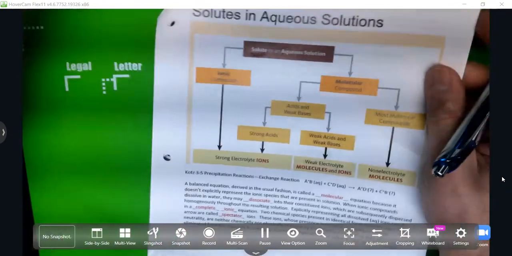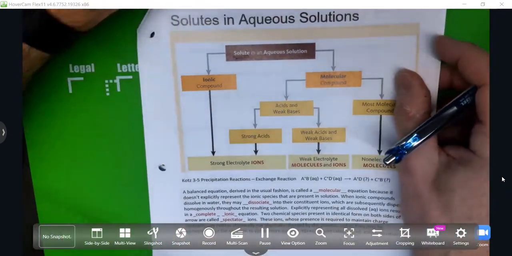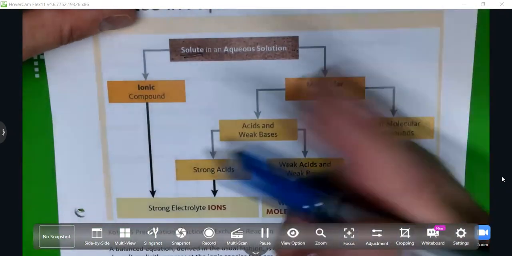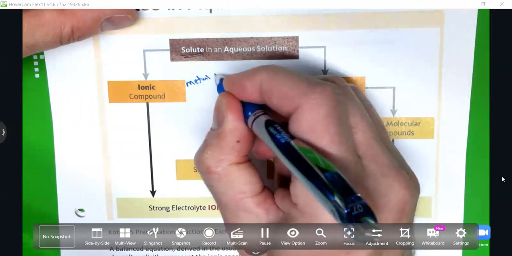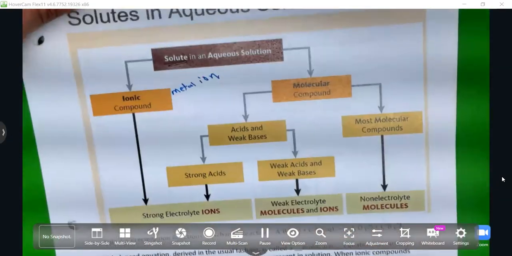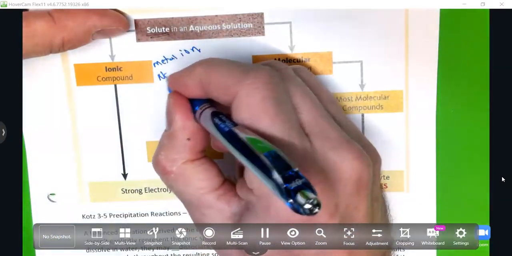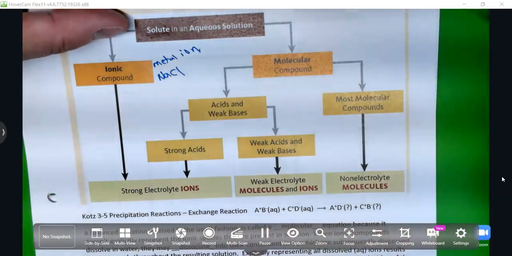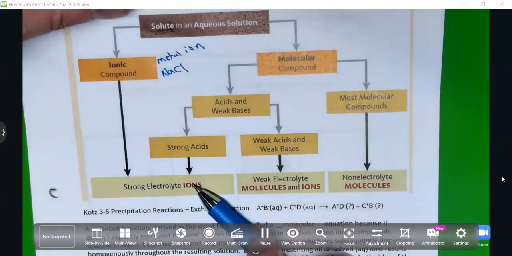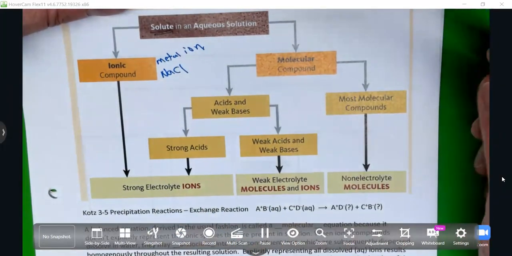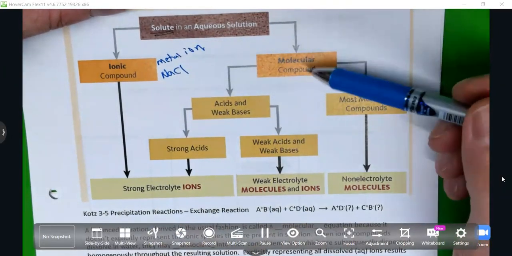If you have an ionic compound, it's going to start with a metal ion. What's a good example of that? Table salt. Table salt, ionic compound. Look at the arrow, boom, straight, strong electrolytes. You're going to get lots of ions in solution.